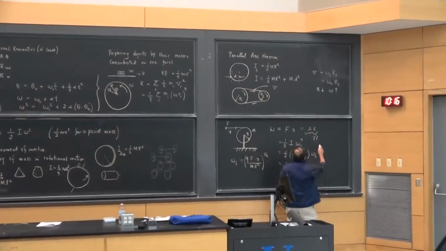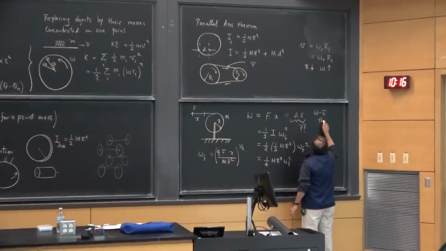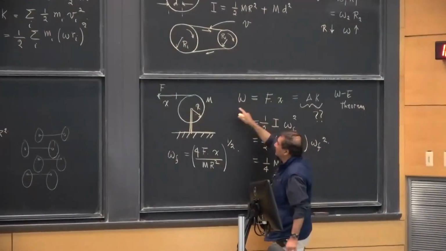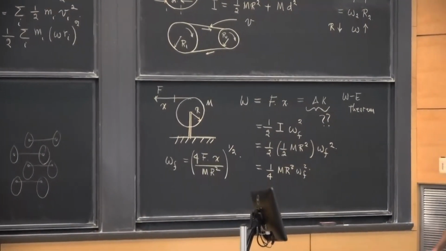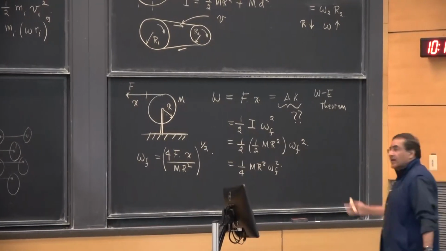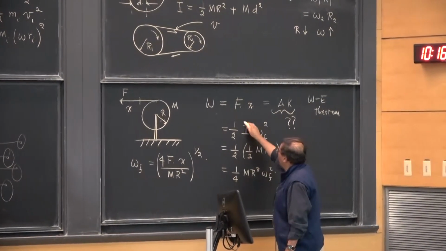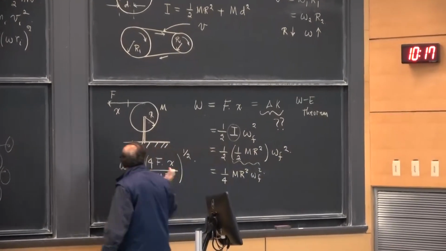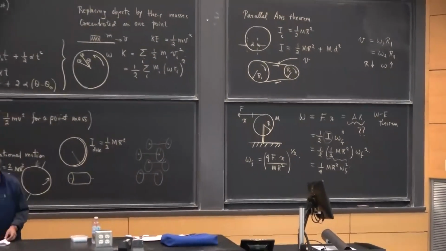We are leveraging the work-energy theorem here for our fairly complex dynamical problem, and we are saying that the work done in pulling this is force times distance, and that's the kinetic energy gain. Kinetic energy is 1/2 I omega squared, and I just put in I here, and omega final squared. I know what I is because it's a disk, so here the disk physics goes in, and then you have a formula for the final angular speed.